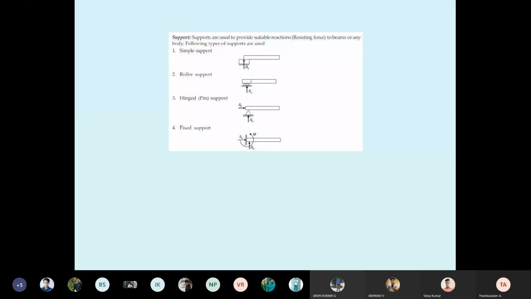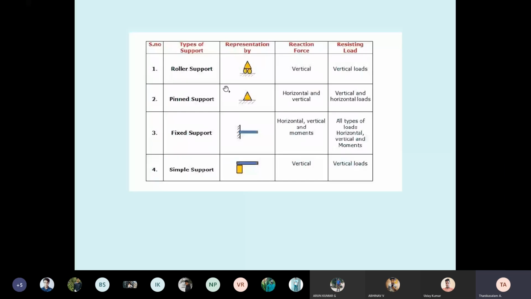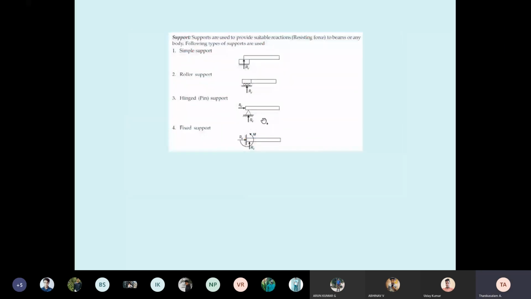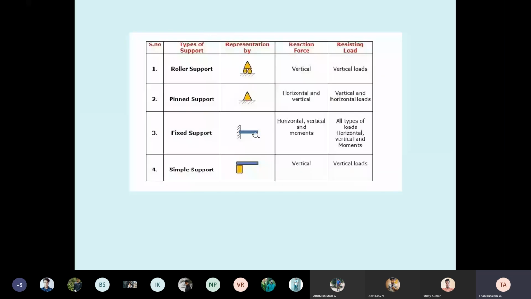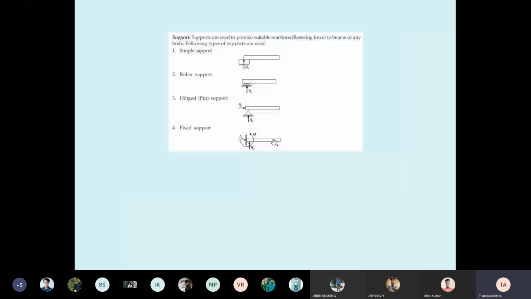Roller support. See the bottom. Whenever it is simple support, there is only one reaction. Roller support, only one reaction. Hinged pin support. Students, you see the shape. How do you identify pin support or hinged support? See the second diagram here. Whenever this shape is given, you have to consider it pinned support or hinged support. That has two reactions, Rx, Ry. And this is a fixed support. Third, by replacing the support, we are introducing reactions Rx, Ry, and a couple moment.